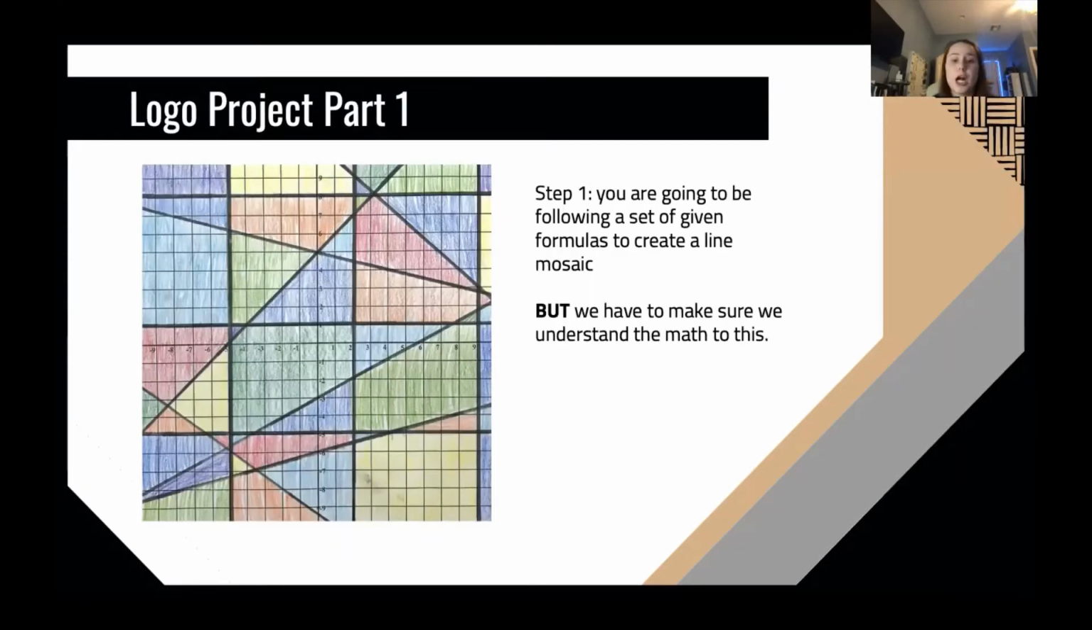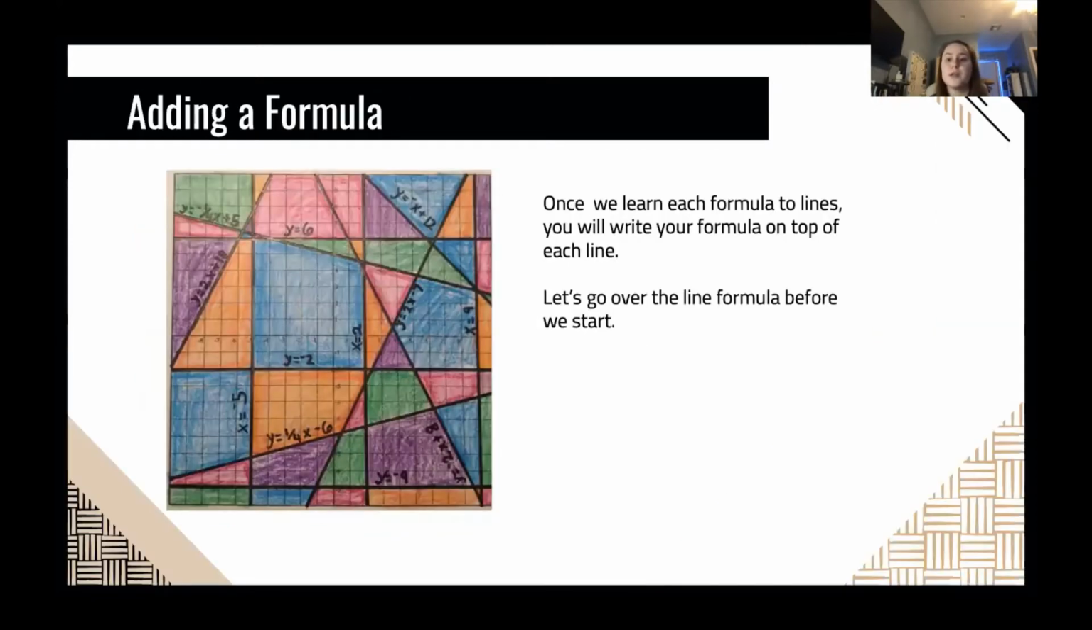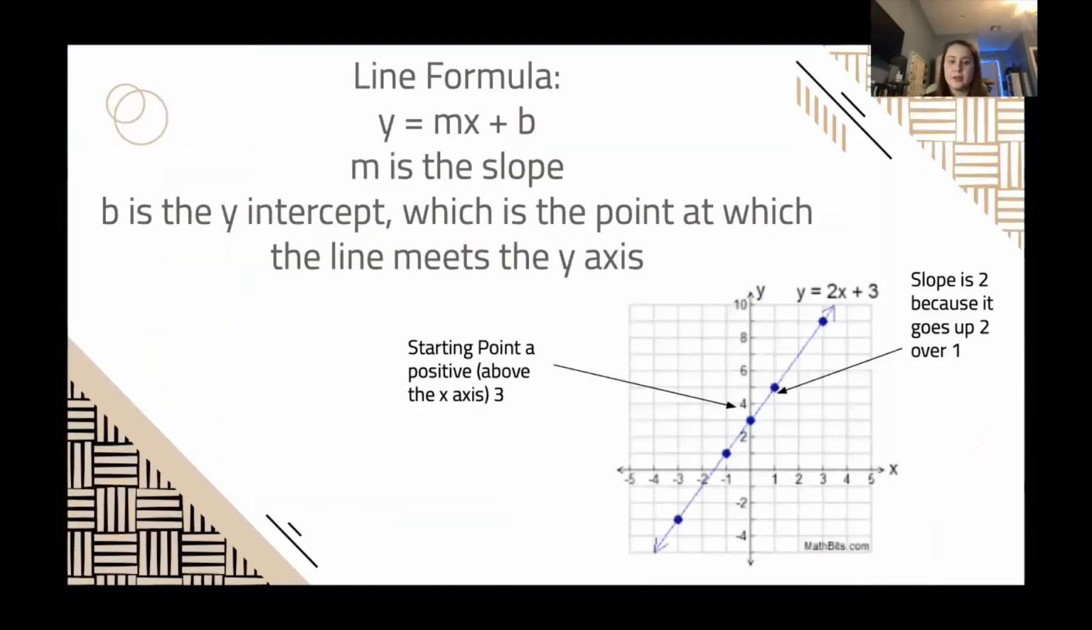So today's project, we are going to be doing what's basically called a mosaic. So you're going to be following a basic set of formulas and create a line mosaic. But to make sure that we understand this, we have to understand the math behind it. And once we learn these formulas for each line, we'll write the formula near each line, and then we'll just make sure we understand what they look like. So let's get started. I'm going to teach you what basically a line formula is.